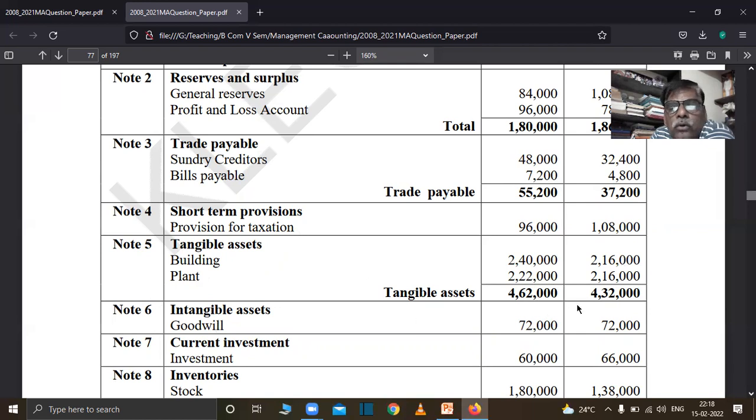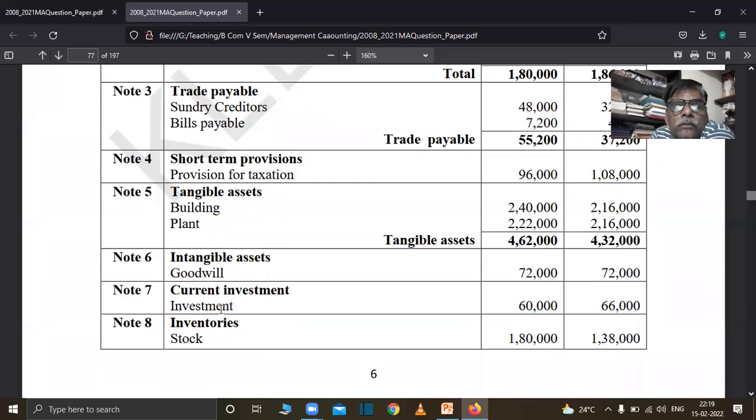Okay. Then goodwill 72,000, 72,000. There is no change in goodwill, so it will not affect the fund flow statement. Then current investment, 60,000 to 66,000. 6,000 increase is there. That is the application. Current investment comes in the schedule of changes in working capital. So increase is 6,000, comes in increase column.